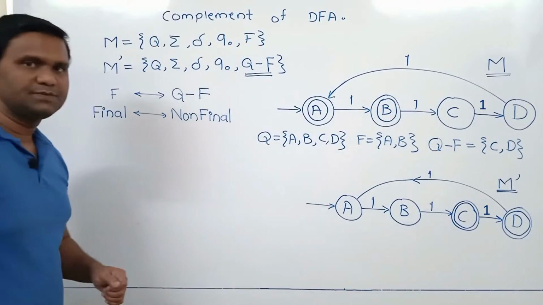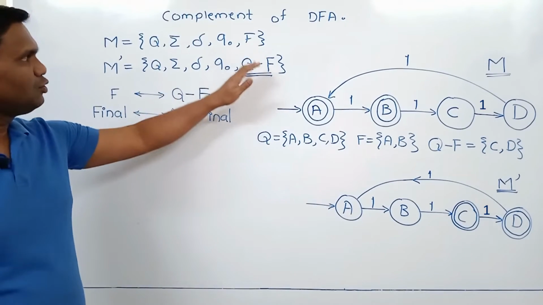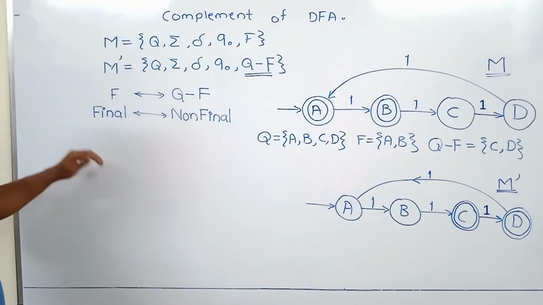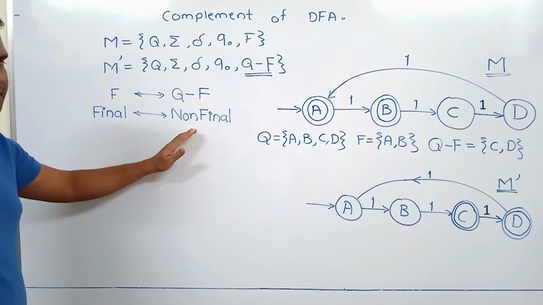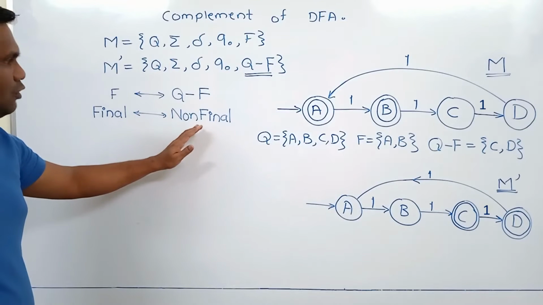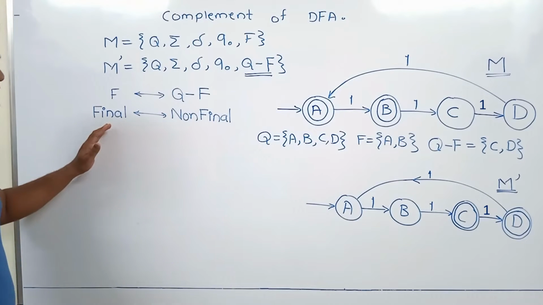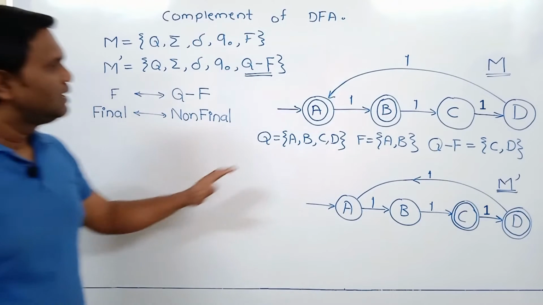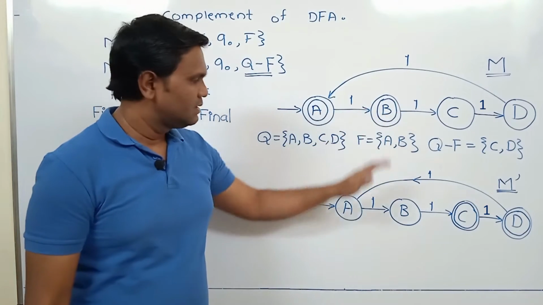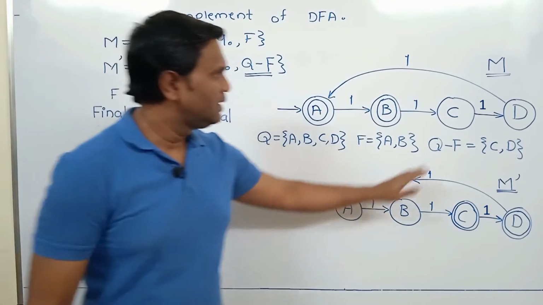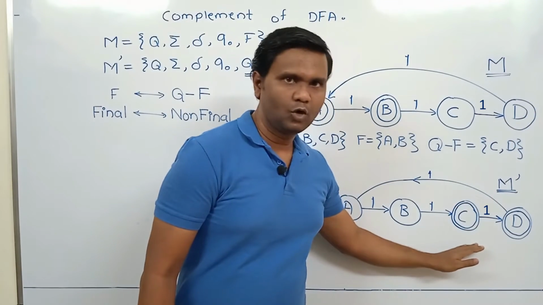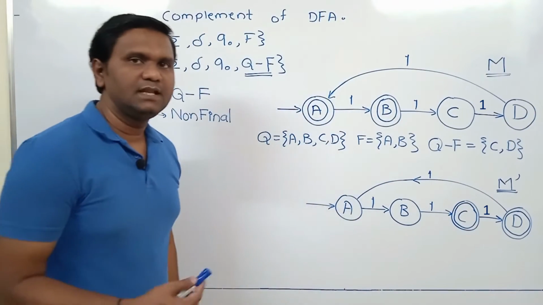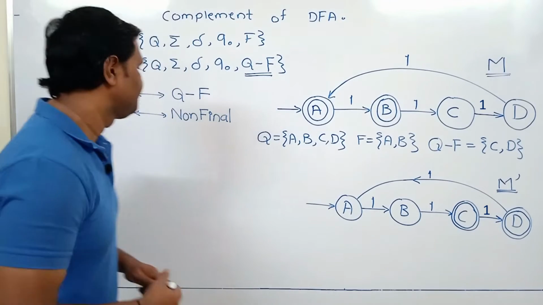So what happens when we change final states from F to Q minus F? Every final state in M will become a non-final state in M complement. Every non-final state in M will become a final state in M complement. Here A and B are final, they are non-final in M complement. Here C and D are non-final, they are final in M complement. So what is the significance of the complement of the DFA?